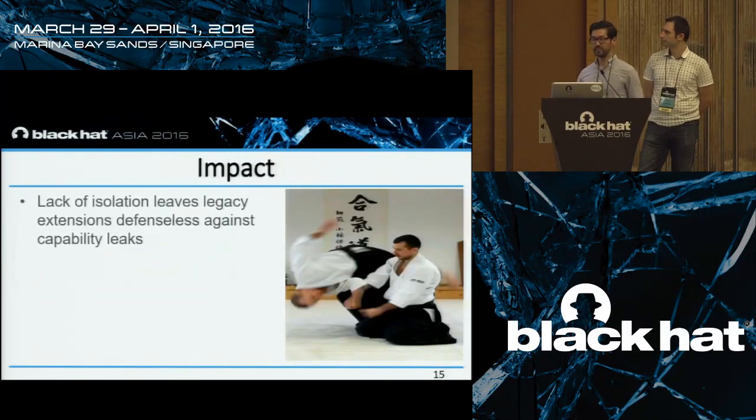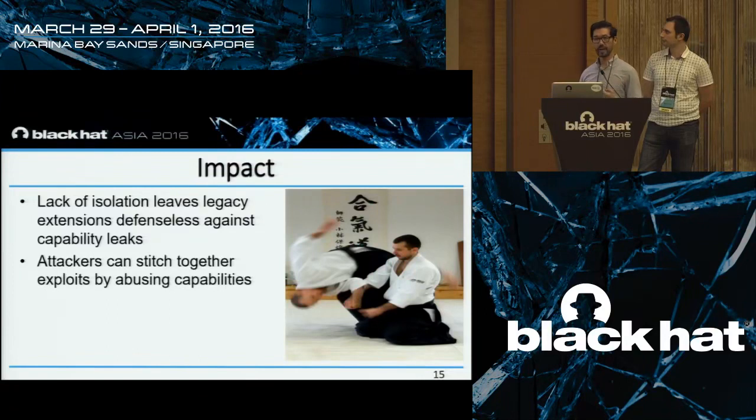So what's the impact of all of this? Well, some key takeaway points. The lack of isolation leaves legacy extensions basically defenseless against these capability leaks. These legacy extensions are not written to shield the capabilities that they contain from other extensions. So there are a lot of vulnerabilities out there, as we'll see.